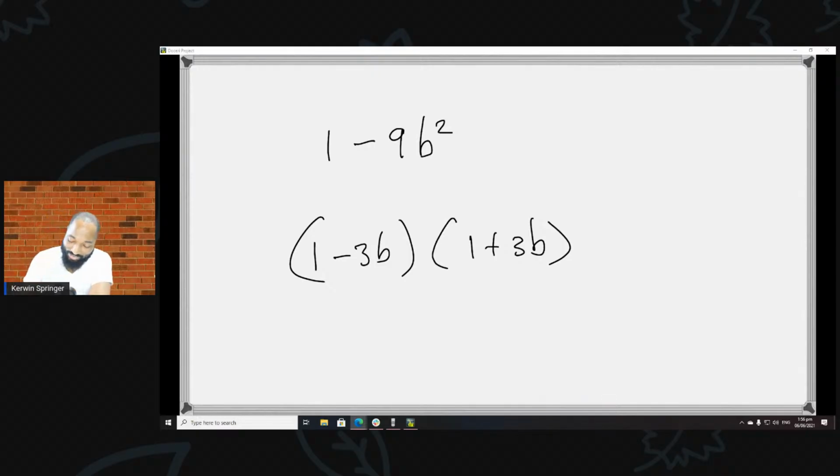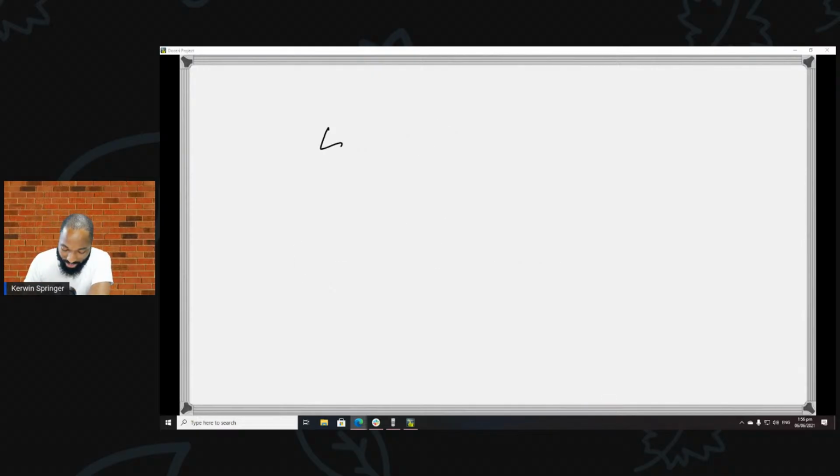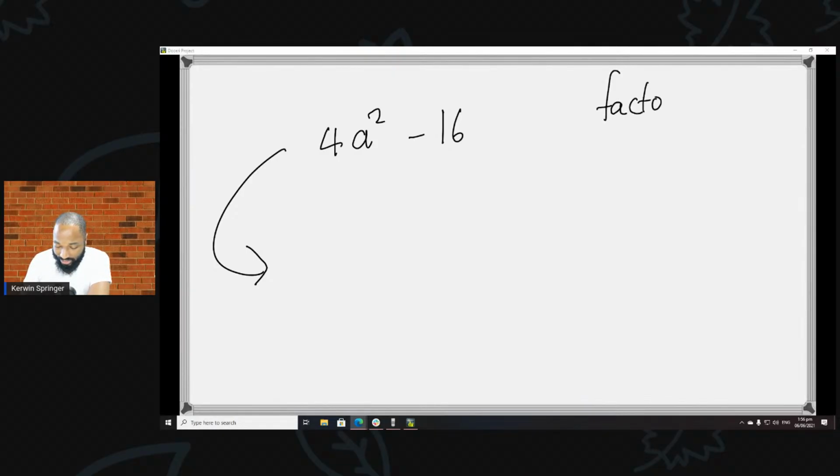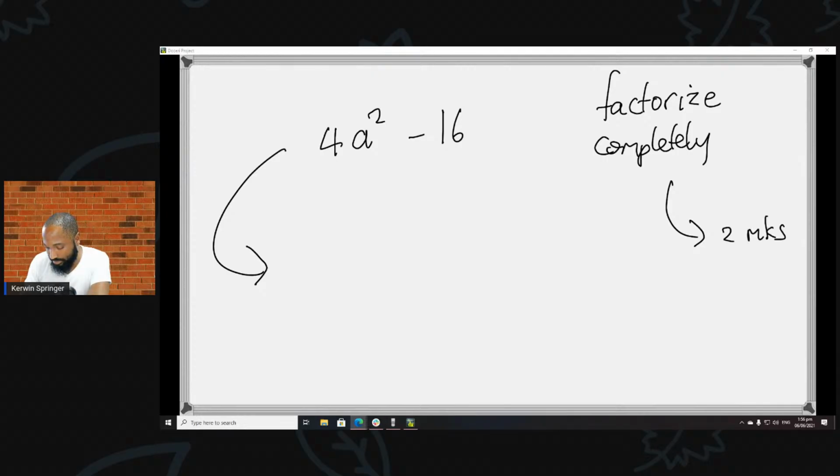Here's the one trick. Remember before I threw out this question, 4a squared minus 16? I want you to write the answer for this. Some people may write the wrong answer, and some people may write the correct answer. And the question is saying, and they always write this, to factorize completely. And they put 2 marks. Go ahead, give me the answer.